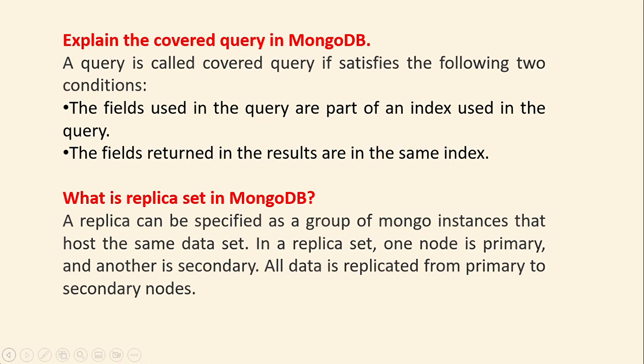Now, if you need to explain covered queries in MongoDB, you can say a query is called a covered query if it satisfies the following two conditions. The fields used in the query are part of the index used in the query. The fields returned in the results are in the same index. What is a replica set in MongoDB? A replica set can be specified as a group of MongoDB instances that host the same dataset. In a replica set, one node is primary and the others are secondary. All data is replicated from primary to secondary nodes.